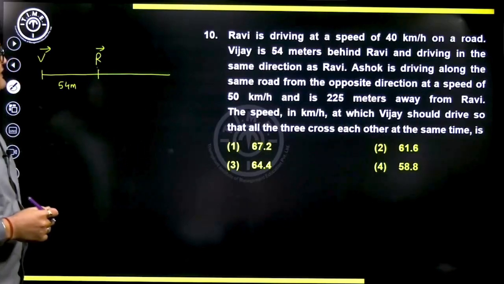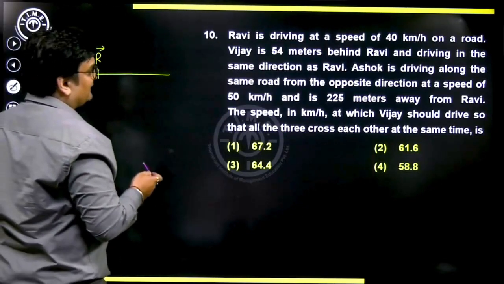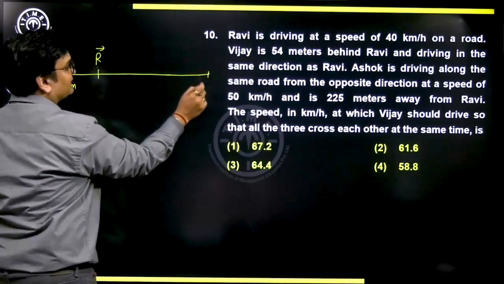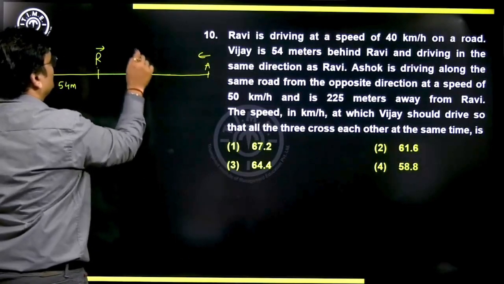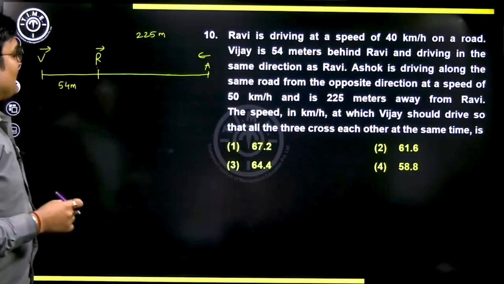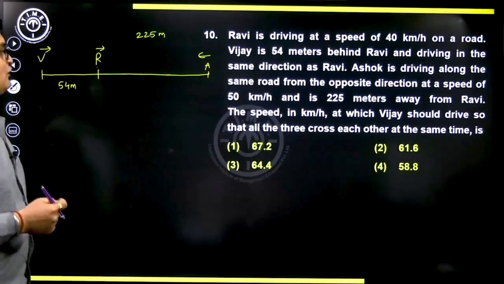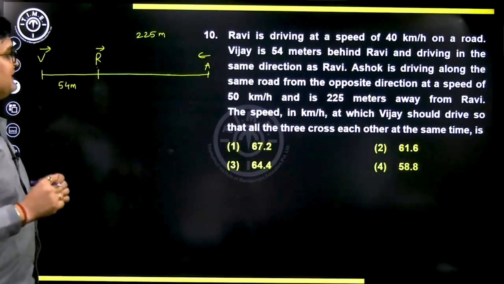Ashok is driving along the same road from the opposite direction at a speed of 50 kilometers per hour and is 225 meters away from Ravi. So Ashok is somewhere here. He is driving in the opposite direction. The distance is 225 meters. The speed in kilometers per hour at which Vijay should drive so that all three cross each other at the same time is, okay, let's try to look at the speeds here.